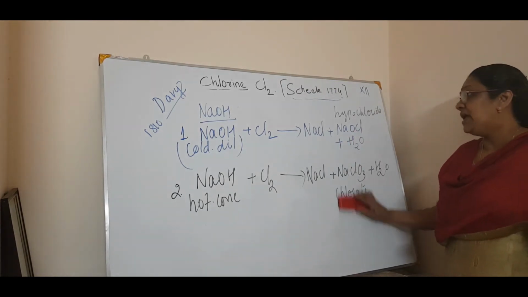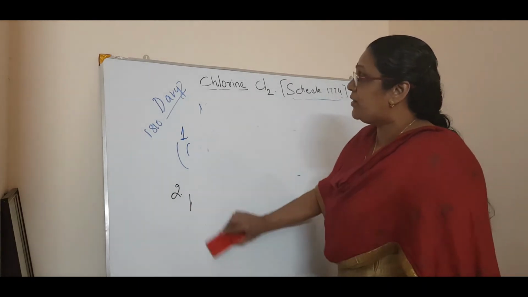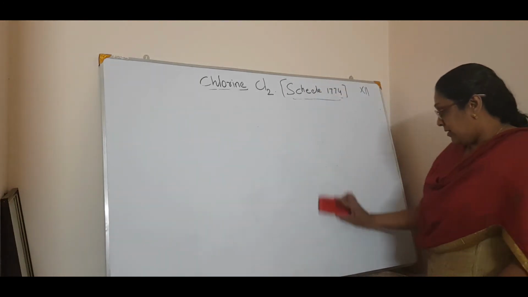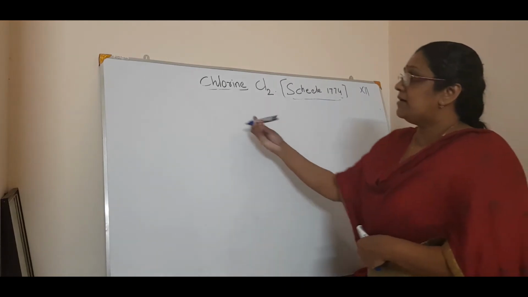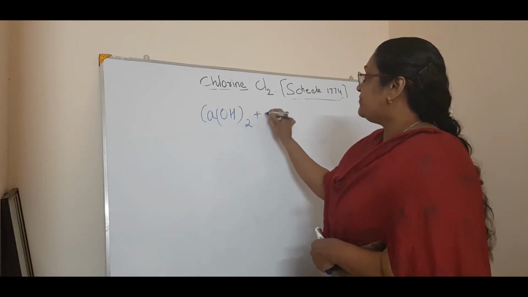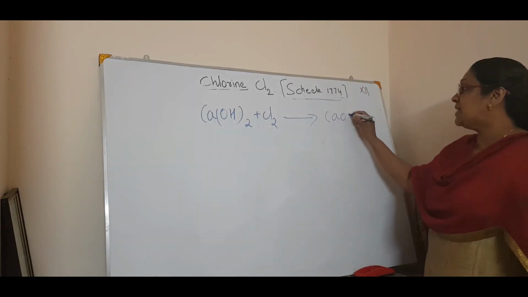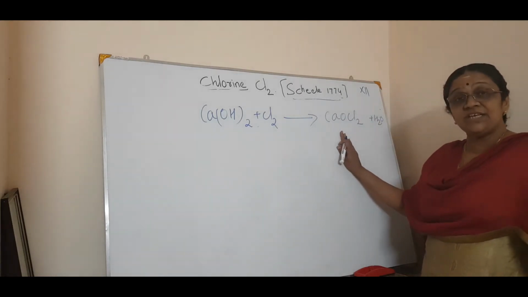Understood? Now, you have heard of bleaching powder, isn't it? Bleaching powder. You know how bleaching powder is prepared? In the smaller classes, your preparation was that when dry slaked lime is treated with chlorine, you will get calcium oxychloride, which you name as what? Name it as bleaching powder.